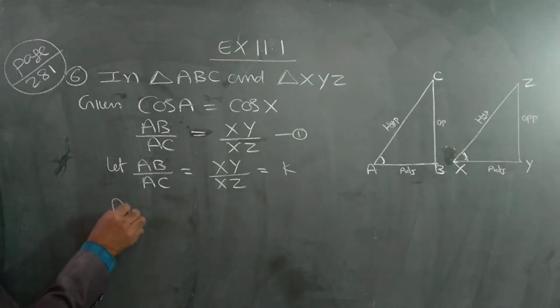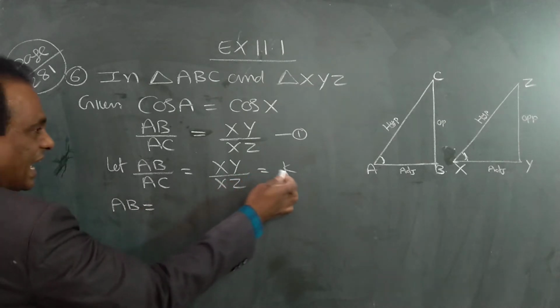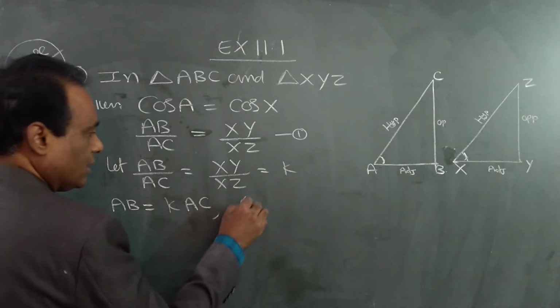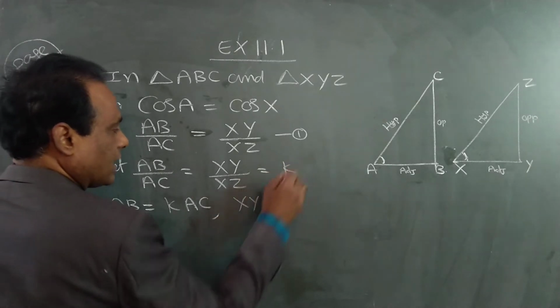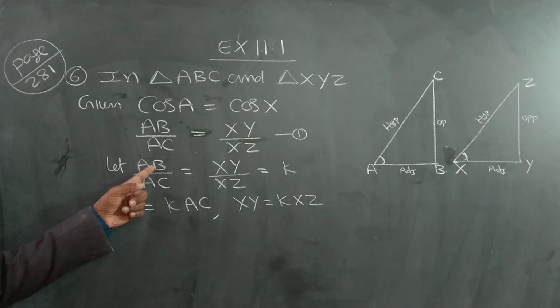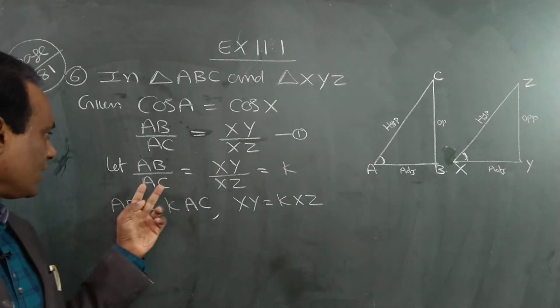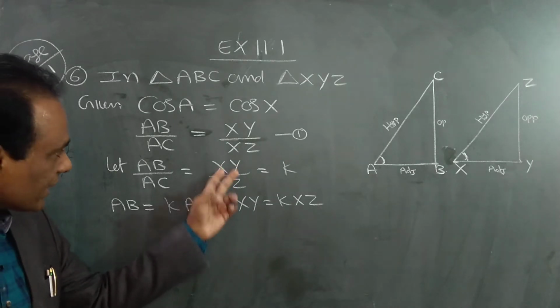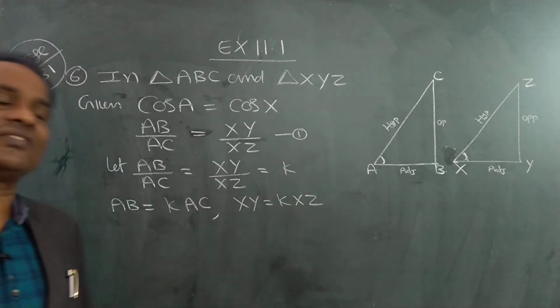So, AB is equal to K into AC. Write like this. K into AC. XY is equal to K into XZ. See here. AB is equal to K into AC. Suppose if we want XY, K into XZ.